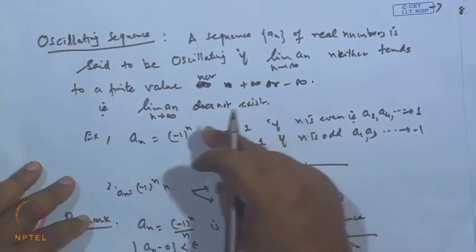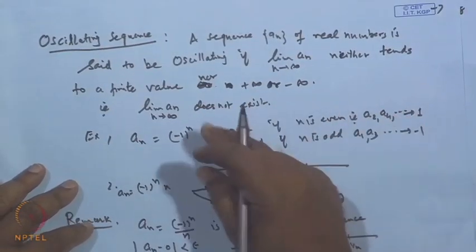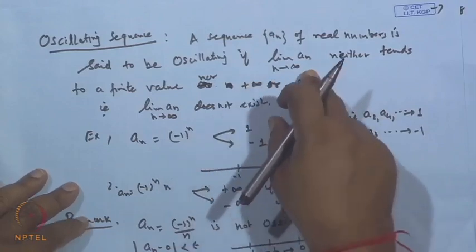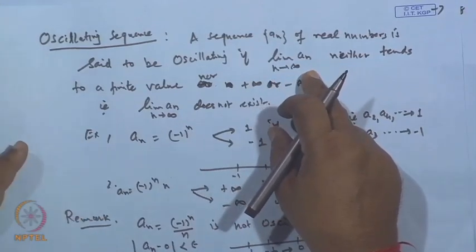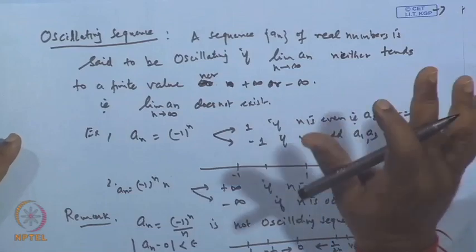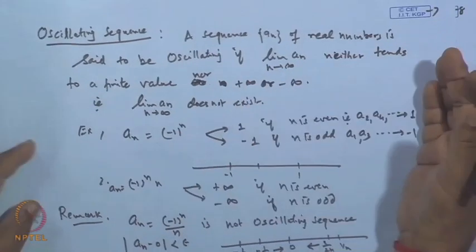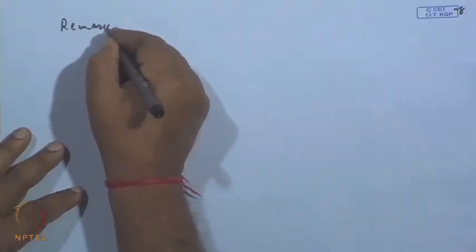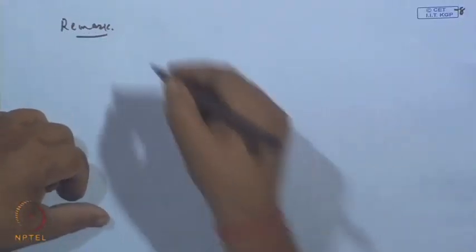This is convergence. Then bounded sequence. Here also we can characterize oscillating sequences as finitely oscillating and infinitely oscillating. A finitely oscillating sequence is one where the limit does not tend to a finite value and does not go to plus infinity or minus infinity, but it alternates. A sequence is said to be finitely oscillating, an oscillating sequence.